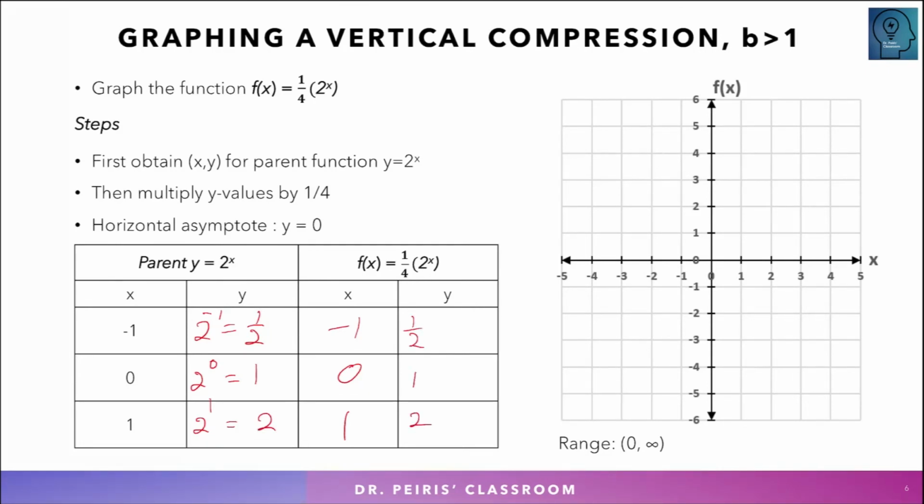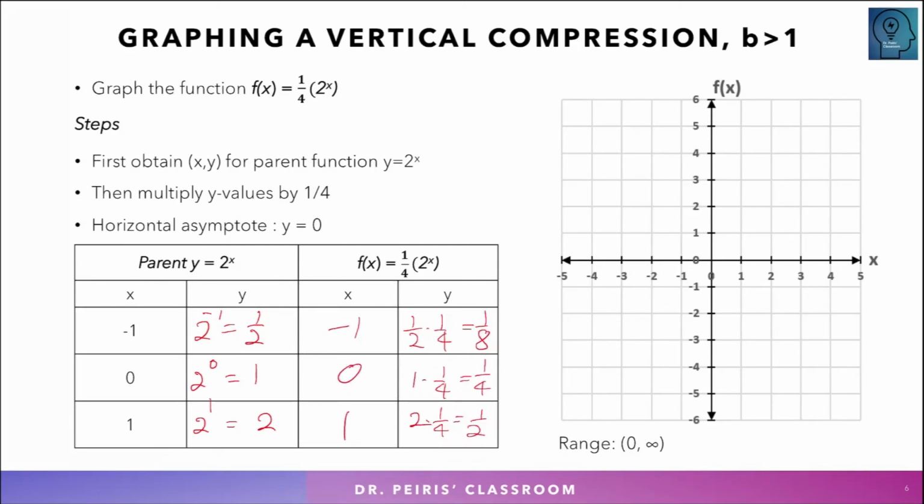Half, 1, 2. So these are the values that we found for the parent function. Now we multiply these by 1/4. It becomes 1/8. So we see that the y values decrease by a factor of 4. 1 times 1/4 is 1/4. 2 times 1/4 is 1/2. So the values become all fractions compared to the parent function. So that is why we call this a compression. The y values decrease.